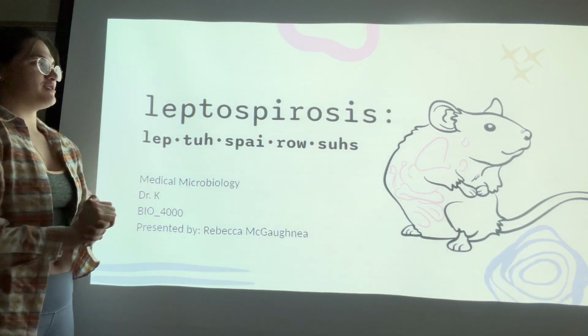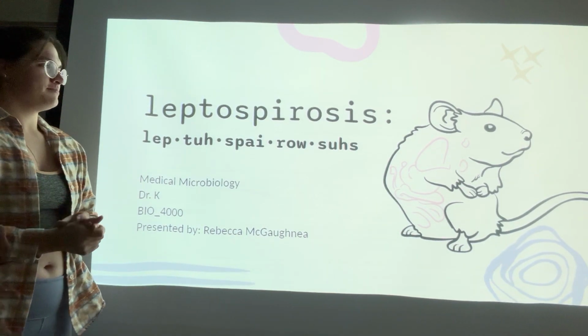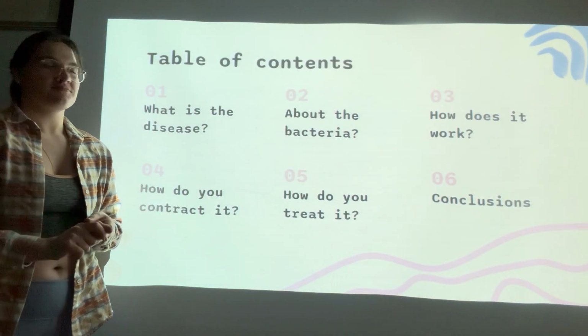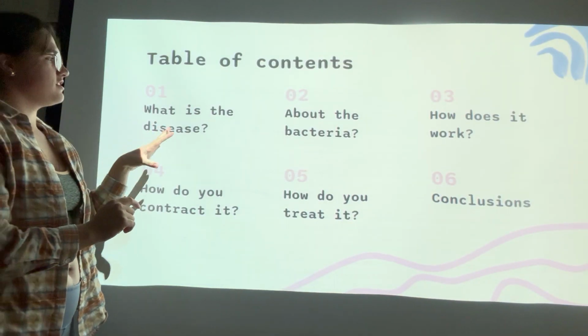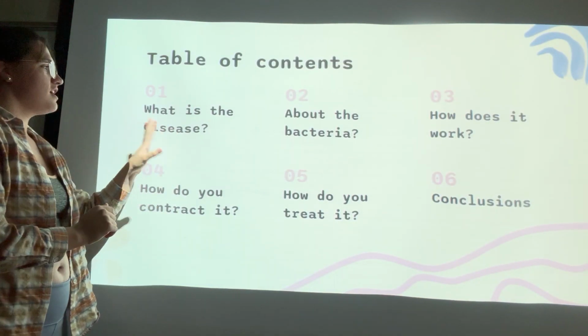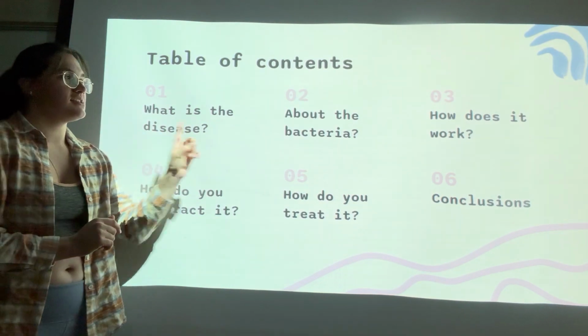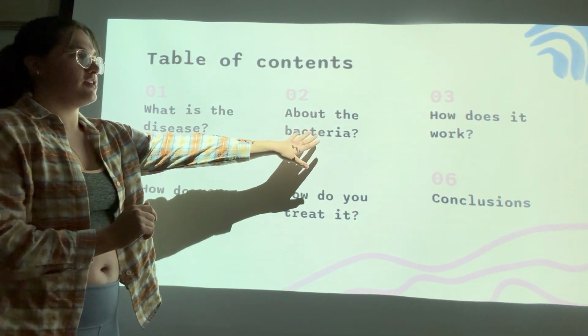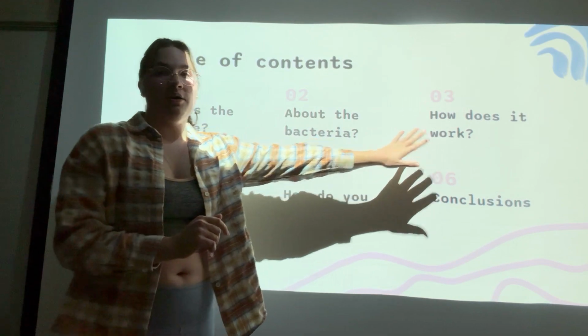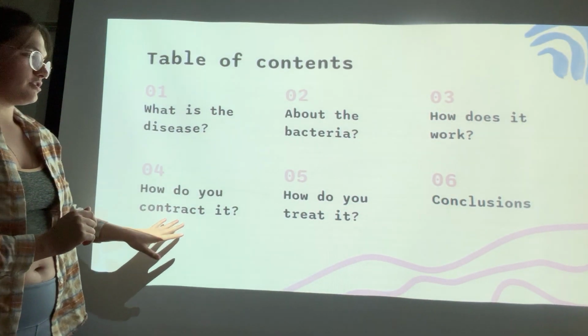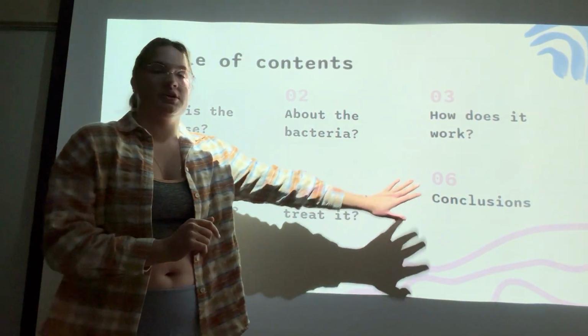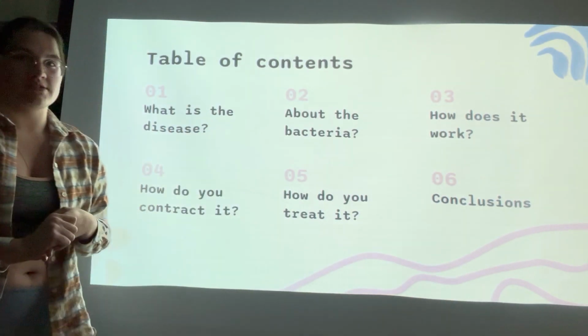So today we're going to be talking about leptospirosis. So just a table of contents to know where we're going to go with this. First, we're going to talk about what the disease is. Next, we're going to talk about the bacteria. Third, we're going to talk about how it works. Fourth, how do you contract it? Fifth, how do we treat it? And then sixth, some conclusions.